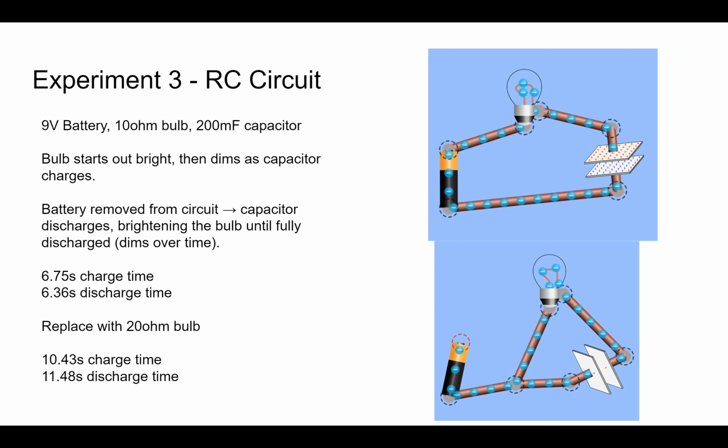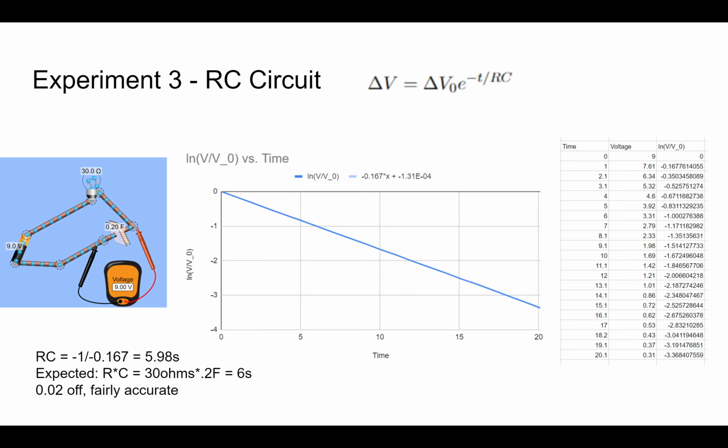So for the RC circuit, what happens is as the battery charges the capacitor, the brightness of the light bulb will dim over time. And after timing it, you get a 6.75 charge time and a 6.36 discharge time for a 10 ohm bulb. For a 20 ohm bulb, it's 10.43 second charge time, 11.48 second discharge time.